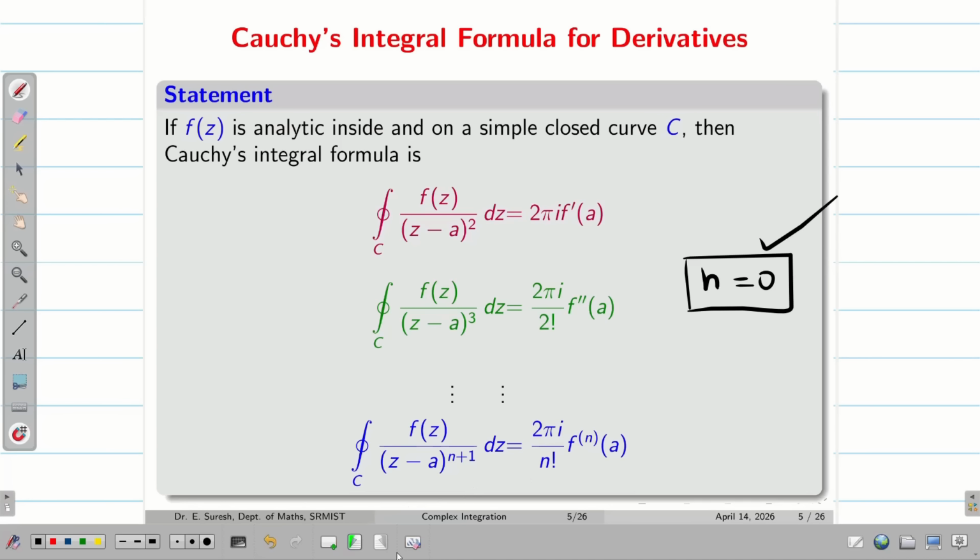Hope you understand, students. So using these formulas, in the next session we are going to solve problems on Cauchy integral theorem as well as Cauchy integral formula.